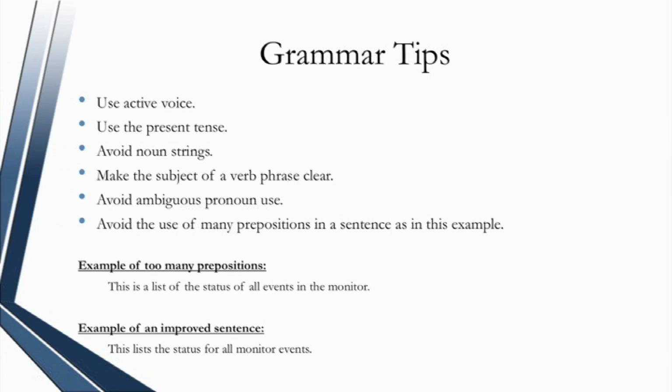6. Avoid the use of many prepositions in a sentence, as in this example. An example of too many prepositions would be, this is a list of the status of all events in the monitor. An example of an improved sentence would be, this lists the status of all monitor events.